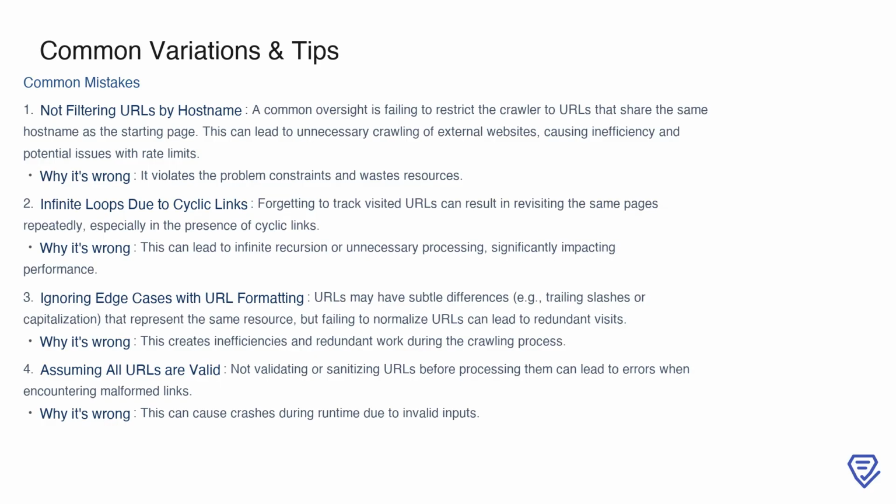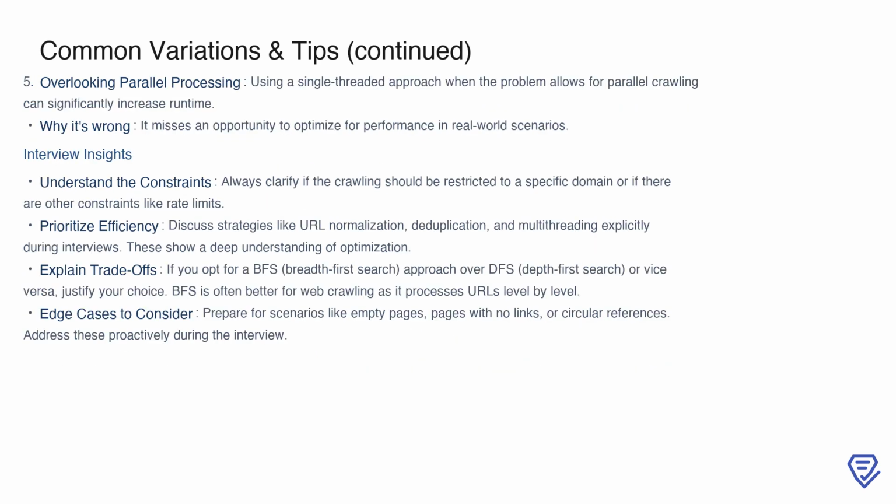Lastly, assuming all URLs are valid without validation or sanitization can lead to runtime errors when encountering malformed links. This highlights the importance of handling invalid inputs gracefully to avoid crashes. Another point to consider is overlooking parallel processing. If the problem allows for parallel crawling, relying solely on a single-threaded approach can significantly slow down the runtime. By not leveraging parallelism, you miss out on an opportunity to optimize performance, especially in real-world scenarios.